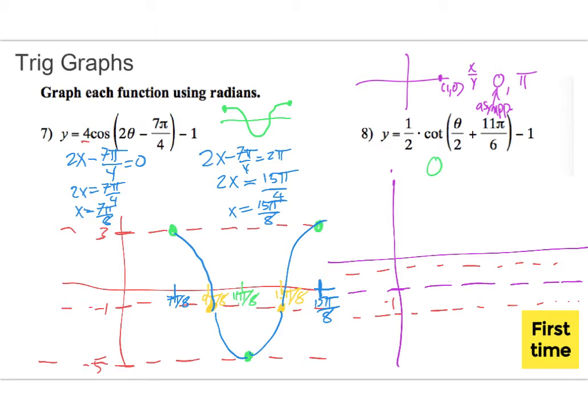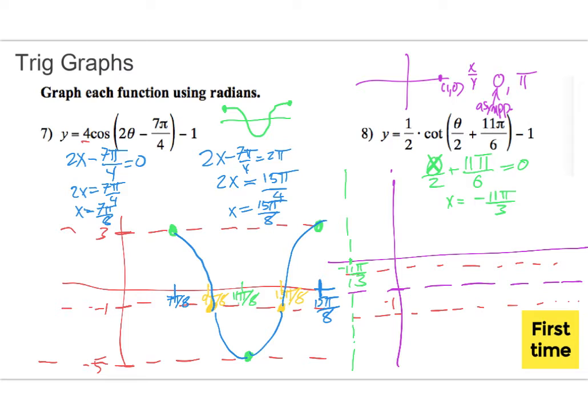So we've got, change this to x over 2 plus 11, see I did the same thing with the 11s, 11 pi over 6 is equal to 0. Moving that to the other side, multiplying by 2, I get x is equal to -11 pi over 3. And that's going to be our first asymptote. So negative 11 pi over 3. And we've got an asymptote going through there. Cool.